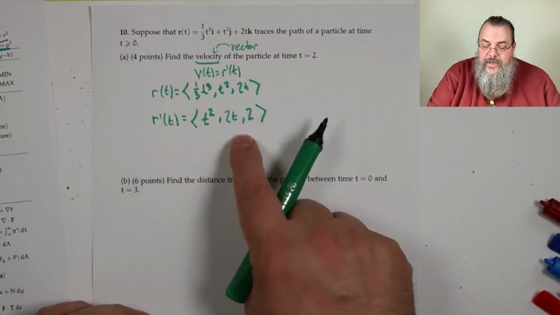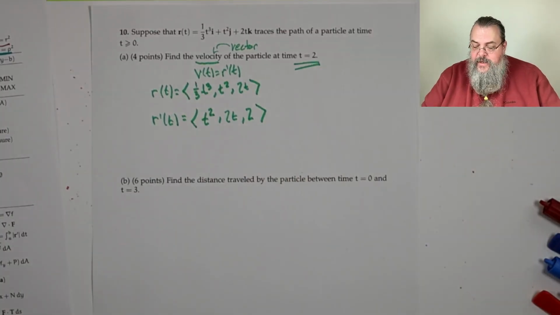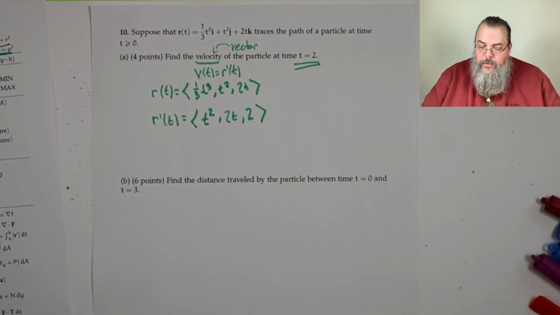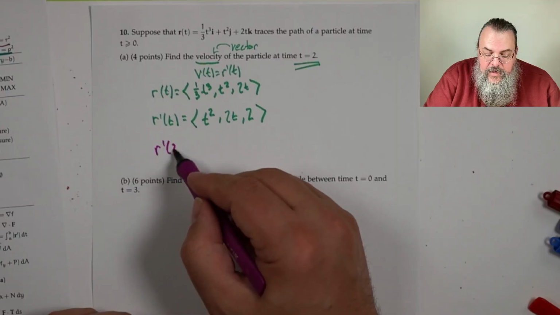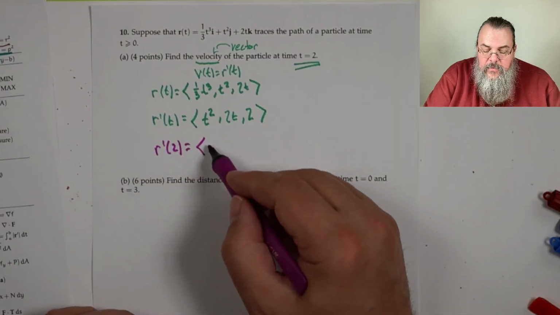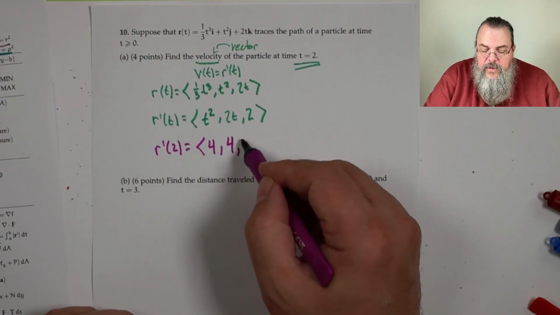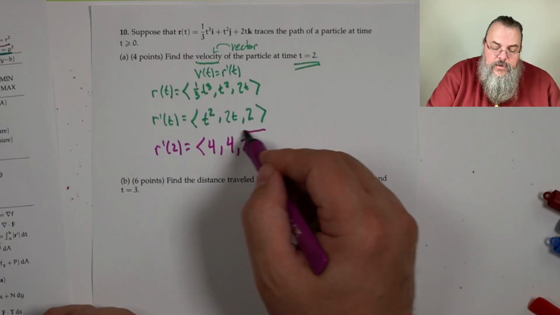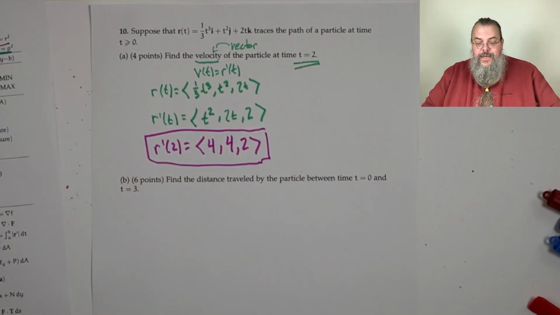That's the answer at generic time. We want a specific time. And so to get our answer, what do we do? We plug in 2. So we say, okay, the velocity at time 2 would be 4, 2 squared, 4, 2 times 2, and 2. 4, 4, 2. And that's part A.